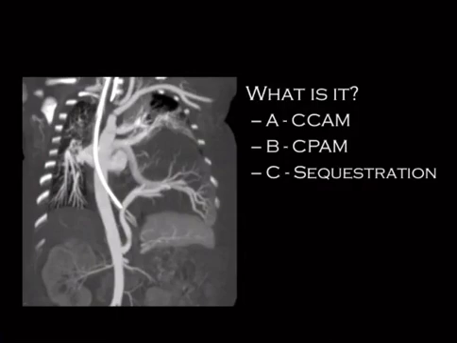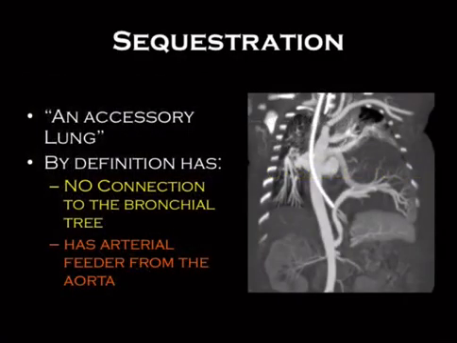And I will point out this structure right here is how you tell. So by definition, a sequestration has an arterial feeder from the aorta. So you're looking for a vessel coming off the aorta. That makes it a sequestration. Okay? And it has, of course, no connection to the bronchial tree. It's an accessory lung, but it's not really a functional one.